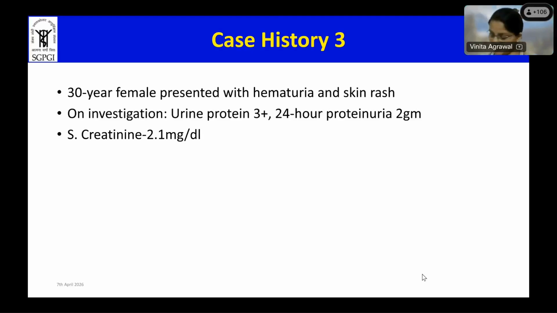Aswasti, please take up this case? Yes, ma'am. The 30-year-old female presented with hematuria and skin rash. On investigation, urine protein 3+ with 24-hour proteinuria 2 gram, and creatinine level is 2.1 milligram per deciliter.